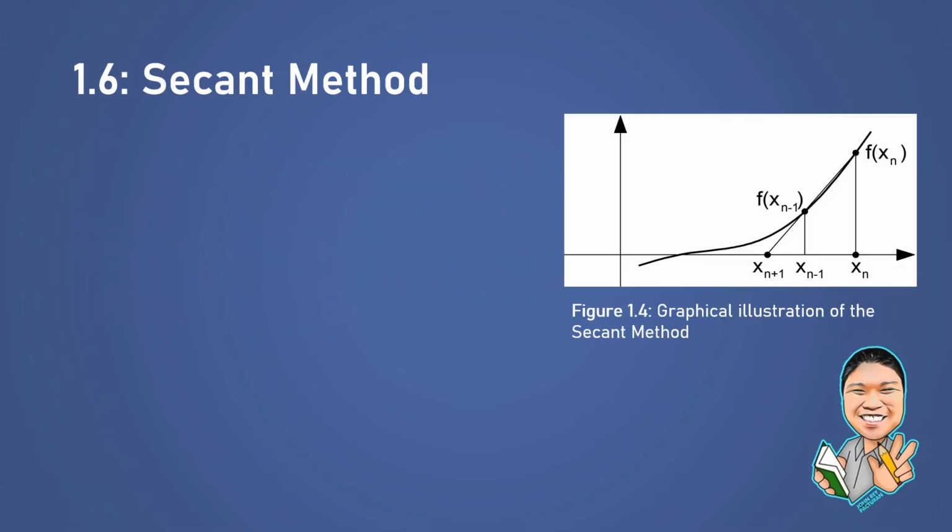So, ito yung ating graphical illustration. Imbis na tangent line ang pag-uusapan natin, meron tayong initial na dalawang iteration, itong dalawa. So, kung mapapansin nyo, kinonect natin yan and yan na yung magiging second line. Okay? So, ulitin ko, instead of tangent line, magiging second line na siya ngayon.